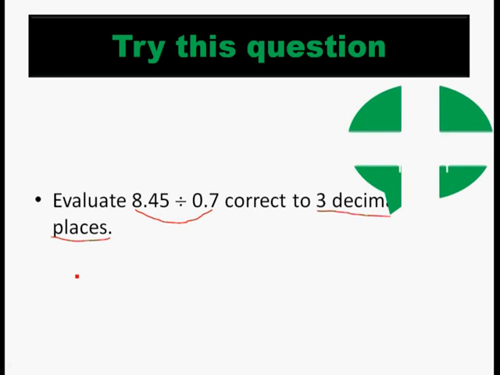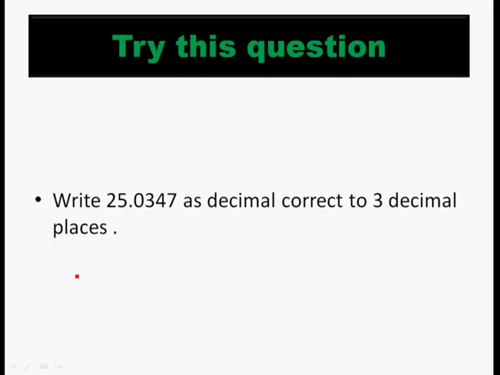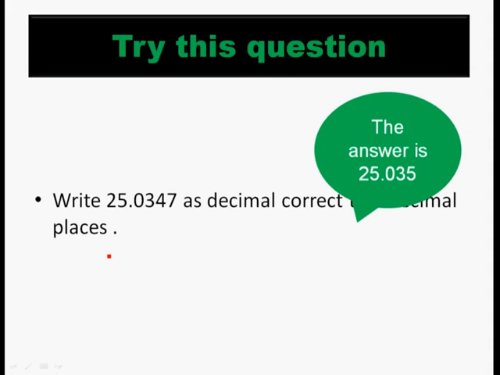Did you get this for your answer? The answer is 12.071. Try this question number 2. Write 25.0347 as a decimal correct to 3 decimal places. Pause your video now and try this question. Did you get this answer? The answer is 25.035.